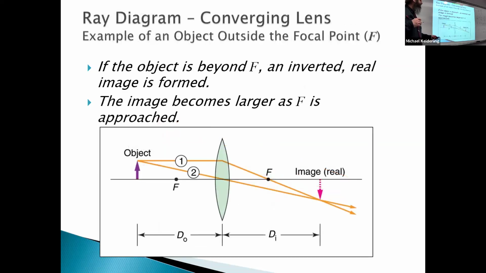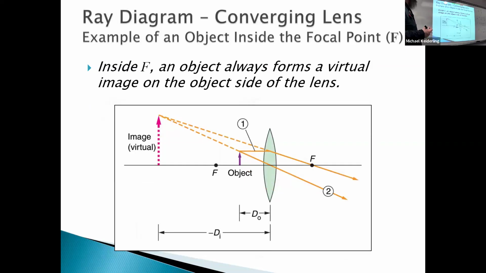So this forms an inverted real image. This is what you do if you're making an image with a lens, like in a projector. This forms a virtual image on the object side of the lens that is larger than the object. That's what a magnifying glass does. So when you look at something through a magnifying glass, you hold the object you're looking at within the focal length, and so the object you're looking at appears larger.